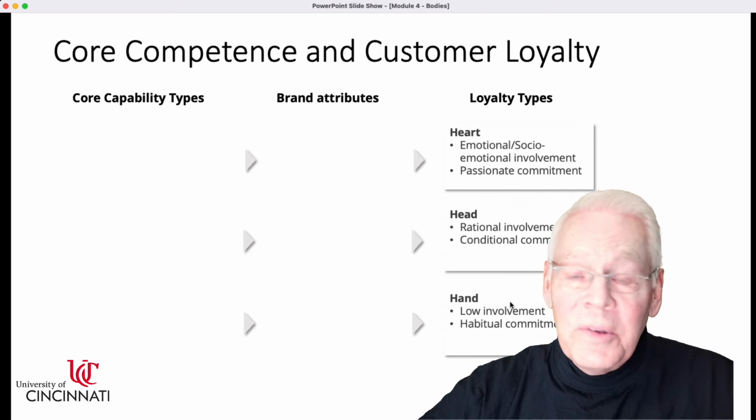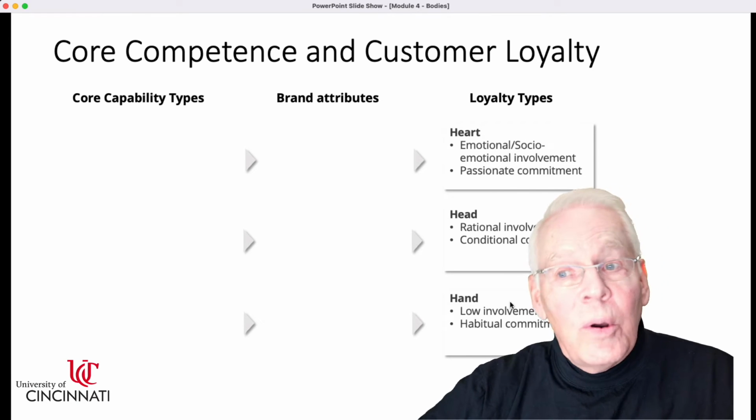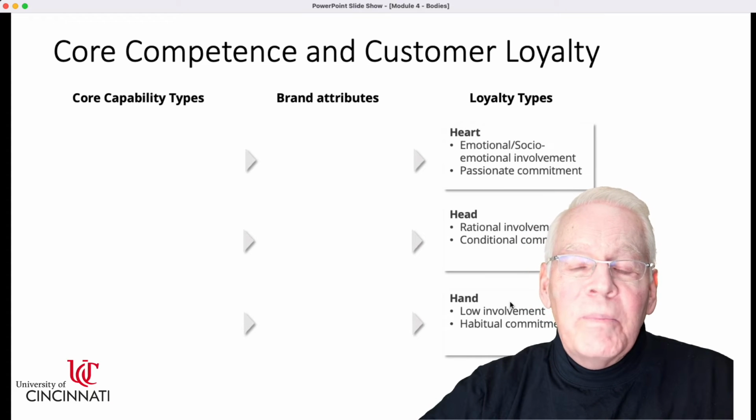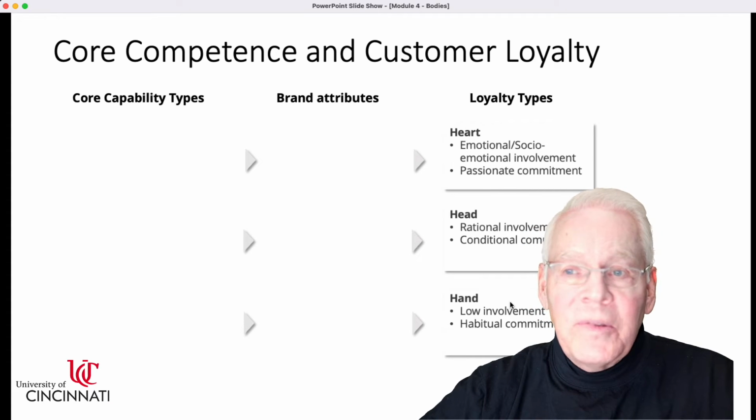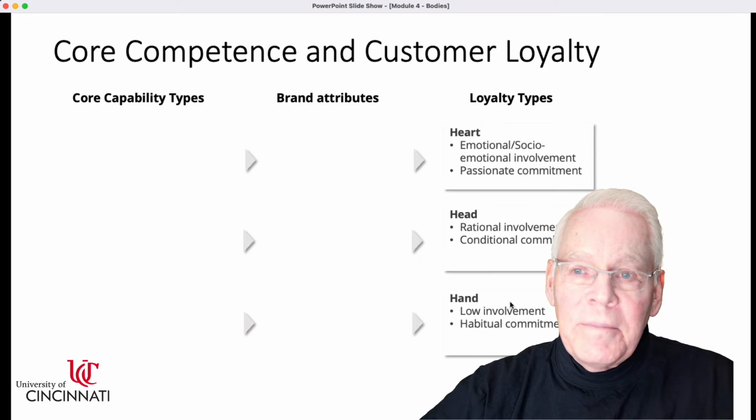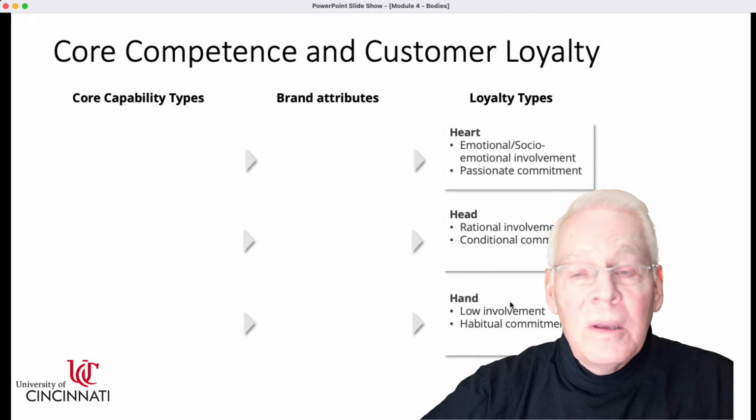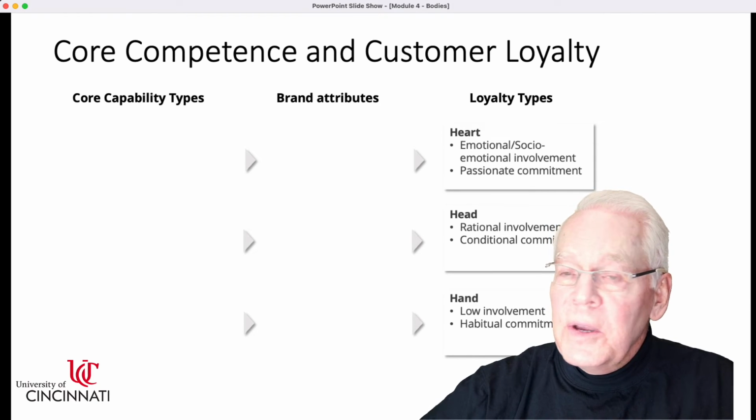Whereas the hand loyal is more habitual. They're loyal, but they don't know why. They just buy the same product all the time because it's easy. They don't have to think about it. It's low involvement. Okay, so what does this mean for you in big picture?